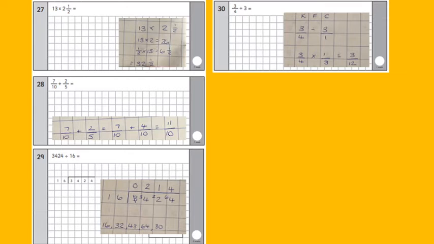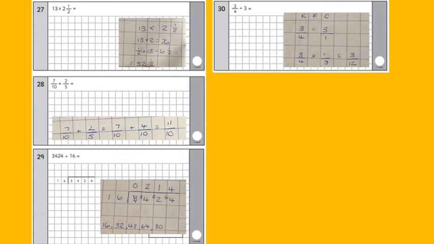Number 28, we've got 7/10 add 2/5. Only issue with this question here is that the denominators are 2 different numbers, but it's nice and easy to spot what you can turn them both into. You can leave 7/10 as it is, because I can turn 2/5 into tenths too. To do that, I multiply 5 by 2 to get to 10, so I have to multiply my numerator by 2 as well, which would give me 4.